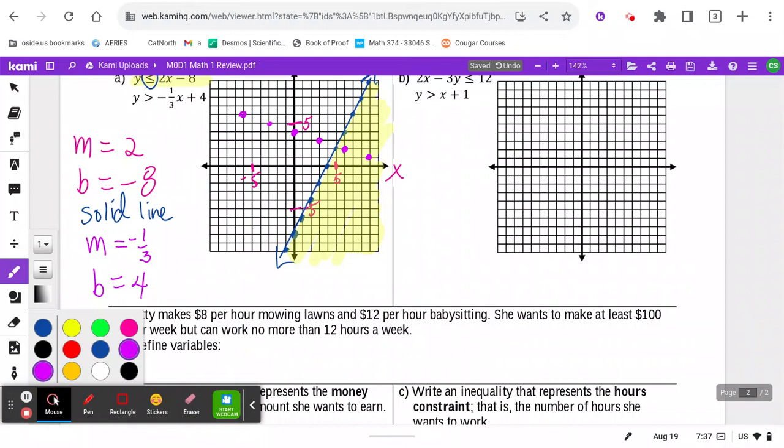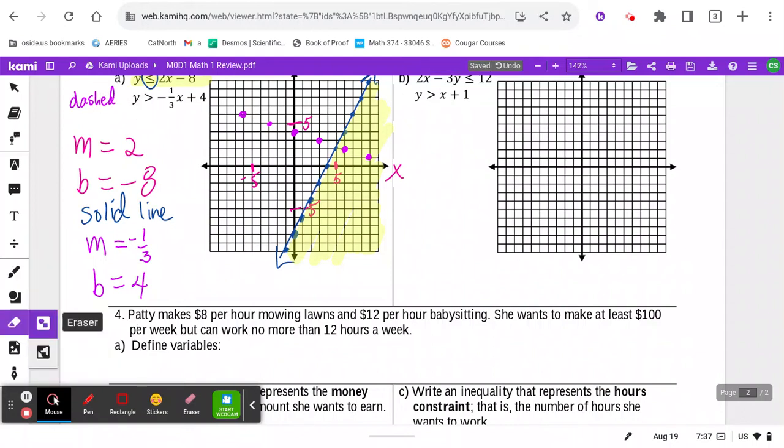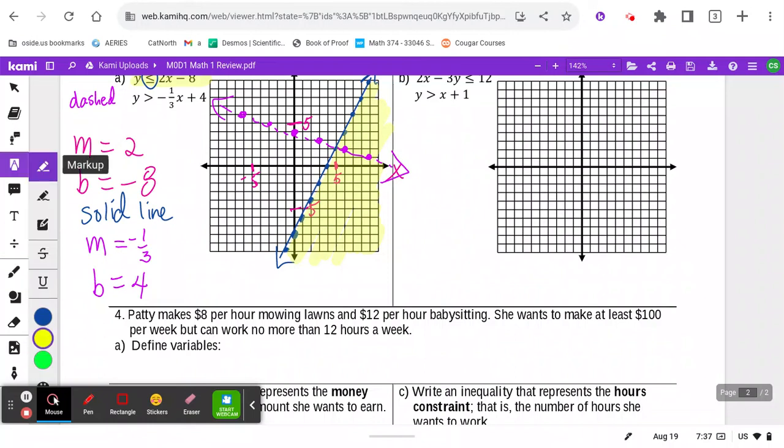So now I'm going to go make a dashed line. If it had the bar under here, it would be a solid line, but it does not, so it's dashed. It's just a boundary line telling us to shade everything greater than that line. There's my dashed line. And now I'm going to go shade everything greater.